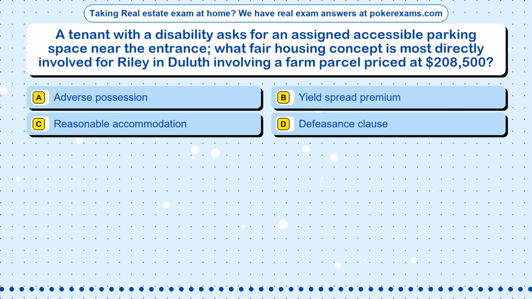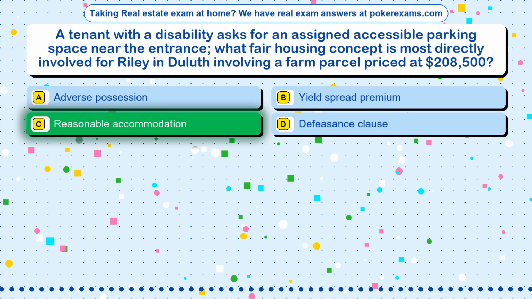Question 43. A tenant with a disability asks for an assigned accessible parking space near the entrance. What fair housing concept is most directly involved for Riley in Duluth involving a farm parcel priced at $208,500? Option A, adverse possession. Option B, yield spread premium. Option C, reasonable accommodation. Option D, defeasance clause.